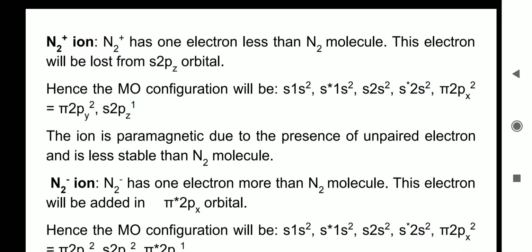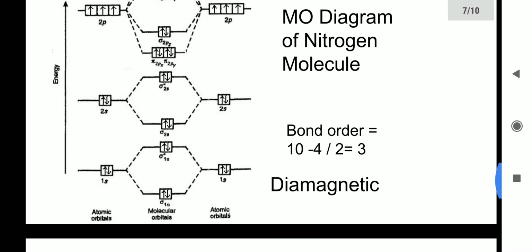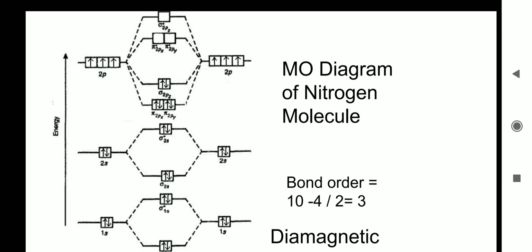Now let us take up the case of the N2 minus ion. How will the N2 minus ion be formed? N2 minus ion will be formed by adding one more electron to the nitrogen molecule. So the nitrogen molecule has 14 electrons. We have to add one more electron to that same system, so the system will now have 15 electrons, and these 15 electrons will be filled in this molecular orbital skeleton.